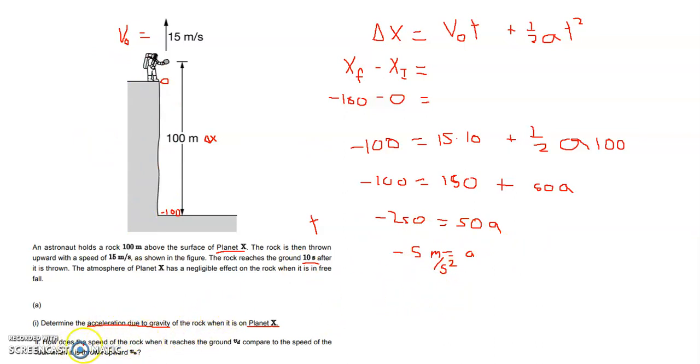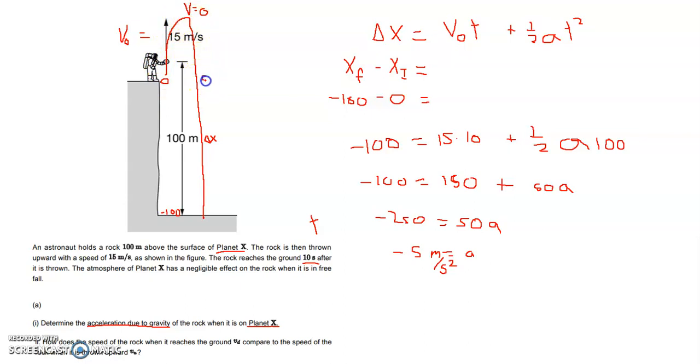So how does the speed of the rock when it reaches the ground compare with the speed of the rock thrown upward? Okay, so the rock's going to go up and then come back down like this. Now when we throw the rock up, what is the speed here? The velocity here is 0. So it's going to slow down till it hits 0. It's going to come back down. It's going to speed back up.